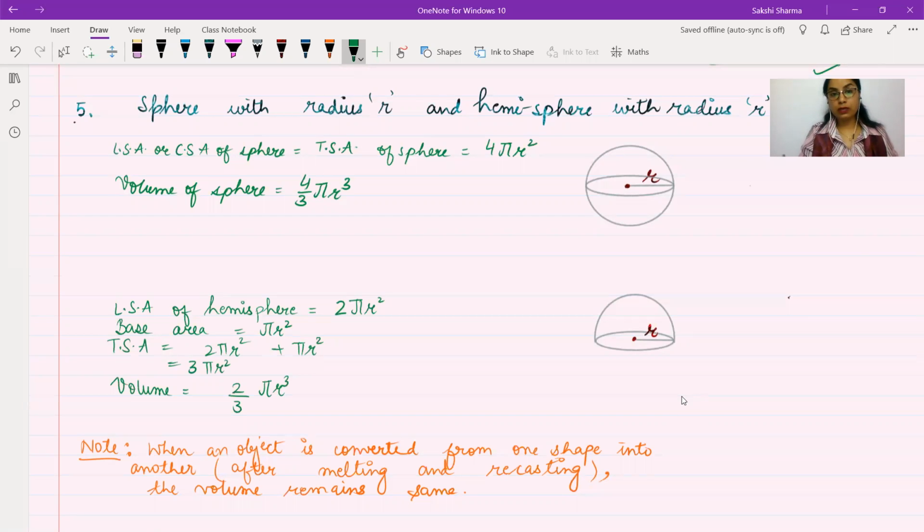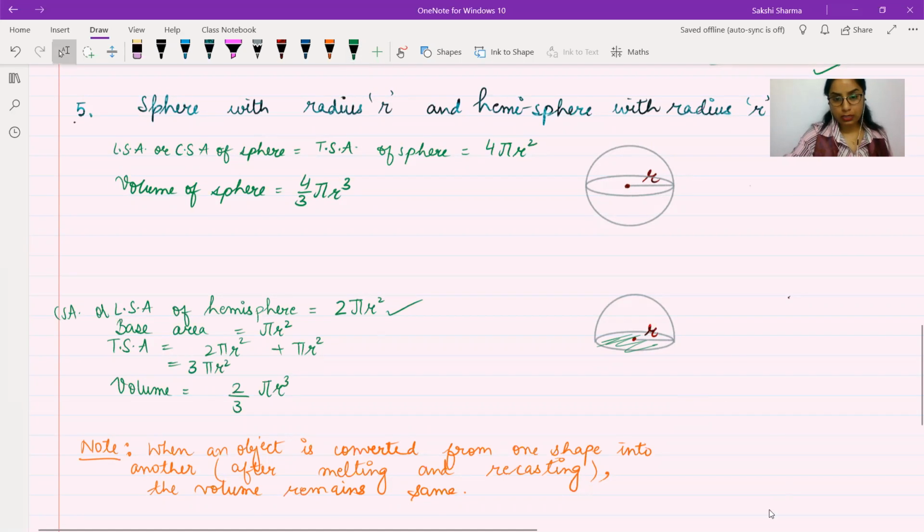Then for a hemisphere, if we talk about the lateral surface area or the curved surface area, we have half the curved portion from the total sphere plus the area of this base. So curved surface is 2 pi r square, half the curved surface area of the whole sphere. Base area is pi r square. I think I explained it incorrectly. That was the curved surface area. It will be 2 pi r square. Then base area is pi r square. For the total surface area, we have to add the two, the curved surface area and the base area. This will be 3 pi r square. The volume is half the volume of the whole sphere.